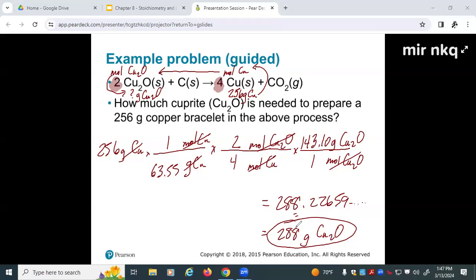So, before I throw up the last question of the day, does anyone have any questions about stoichiometry and kind of the process here?